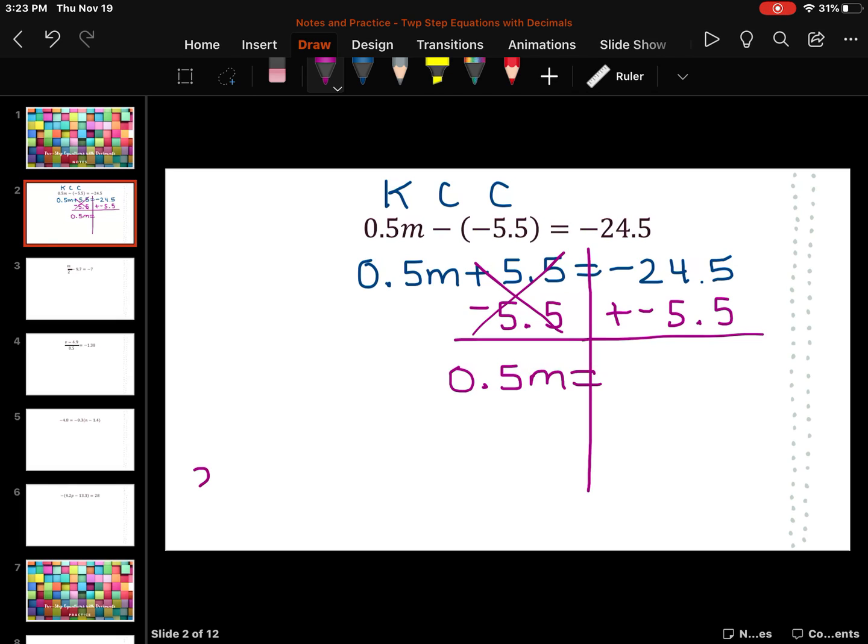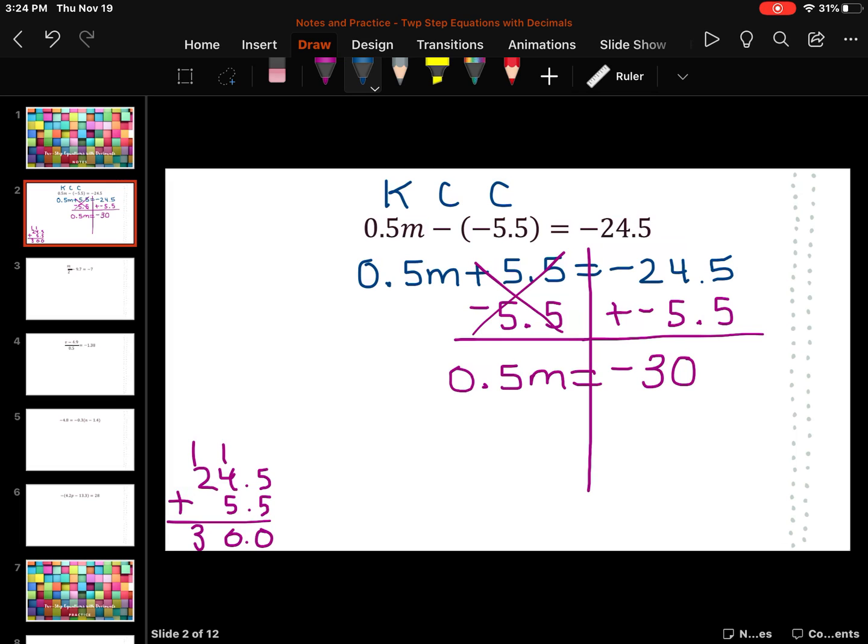So I'm going to do 24.5 plus 5.5. 5 plus 5 is 10. 1 plus 4 is 5. Plus 5 is 10 again. And then 1 plus 2 is 3. Drop your decimal straight down when you are adding decimals. So my answer here is 30, but remember, keep your sign, so it's a negative.